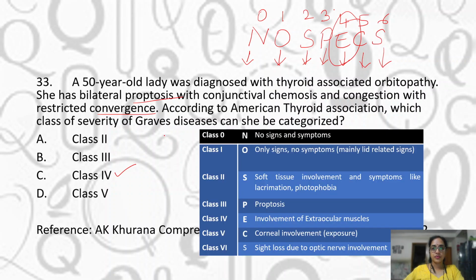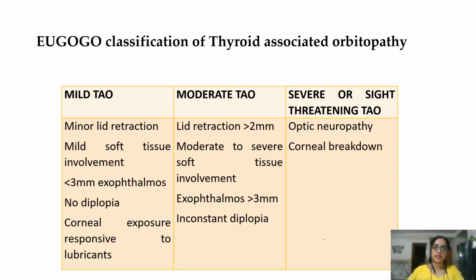Okay. So let us revise. NO SPECS classification. Class 0 is no signs and symptoms. Class 1 is only signs. Class 2 is soft tissue involvement. Then there is lacrimation, photophobia. Class 3 is proptosis. Class 4 is involvement of the extraocular muscles. Class 5 is corneal involvement. Class 6 is sight loss due to optic nerve involvement.